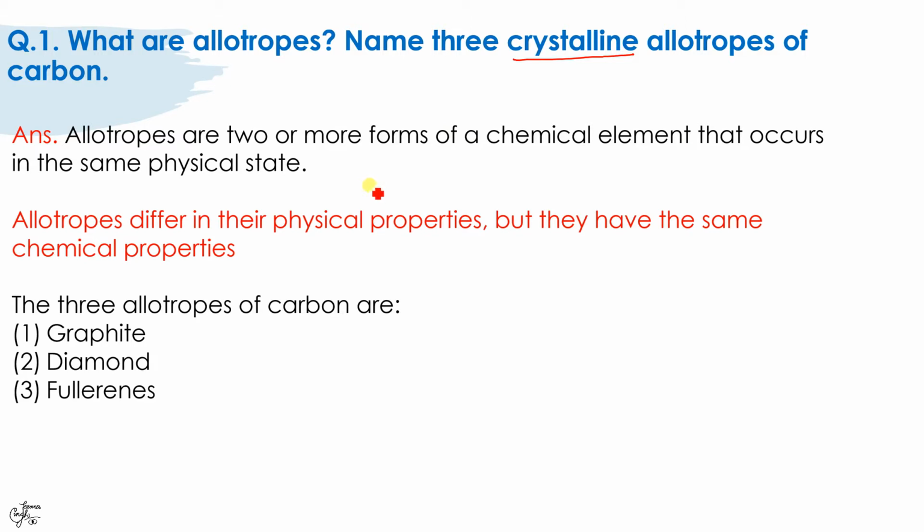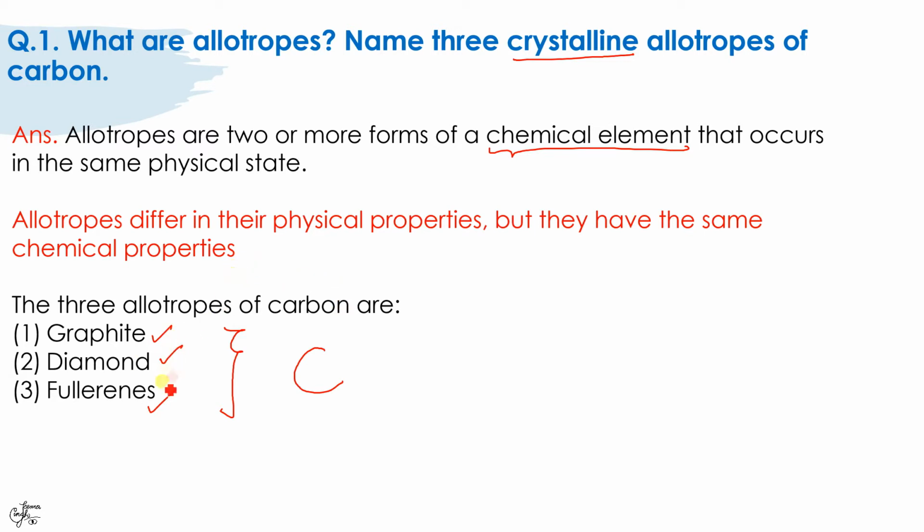That means if you're talking about the 3 allotropes of carbon, graphite, diamond, fullerenes, they are 2 or more forms of the same chemical element. All of them are the forms of carbon. The only difference is arrangement of atoms. How carbon atom is bonded in graphite, diamond, fullerenes is going to decide their physical properties, but all of them are going to have the same chemical properties.